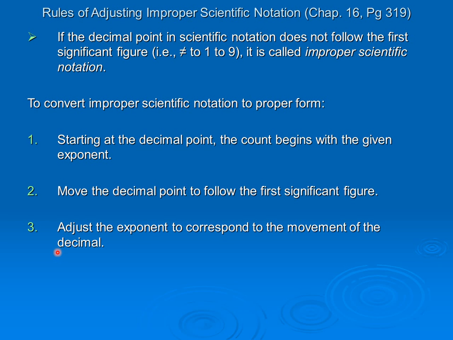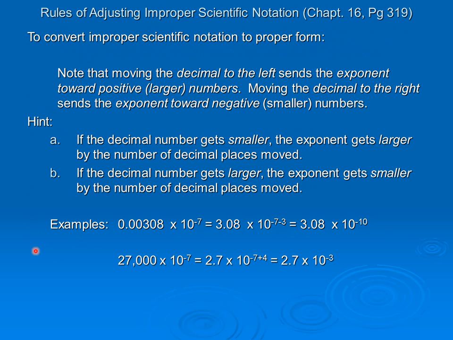Now let's look at here and see how you adjust it. If the decimal number gets smaller, the exponent gets larger. That's probably another way of thinking, okay? If the number is getting smaller, the exponent will be larger. That means you will increase the exponent by that many positions. Or if the number is getting larger, the exponent will be getting smaller. Now look at the examples here.